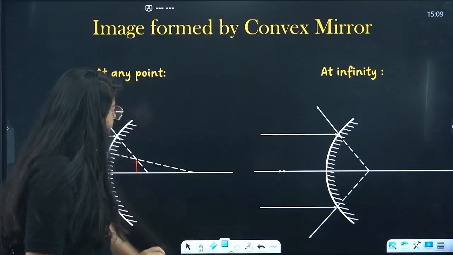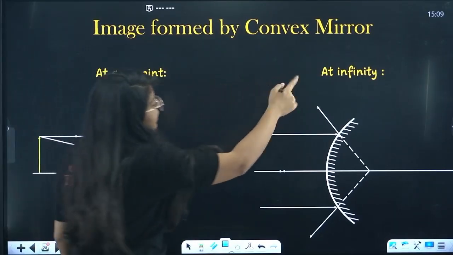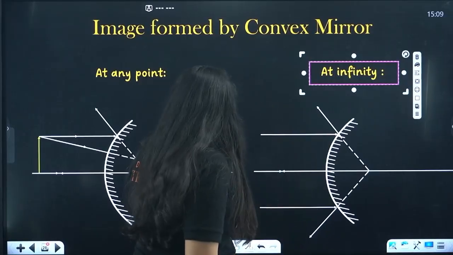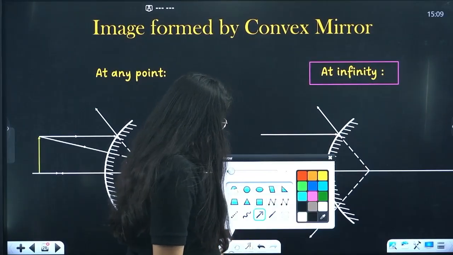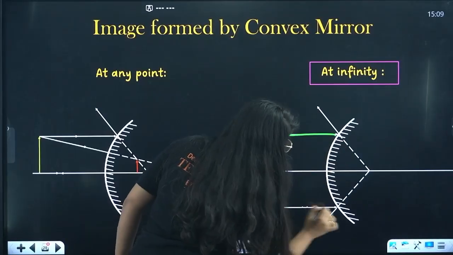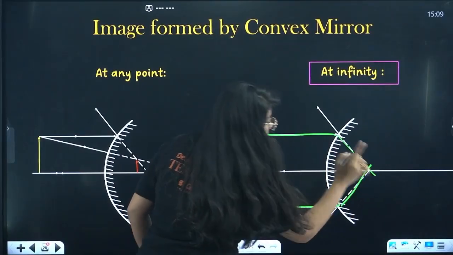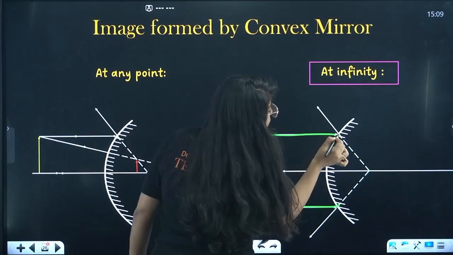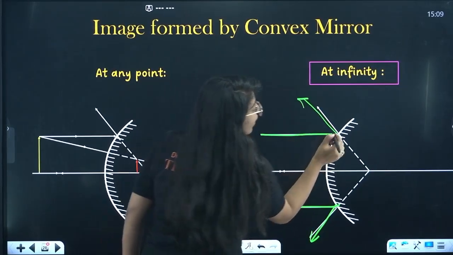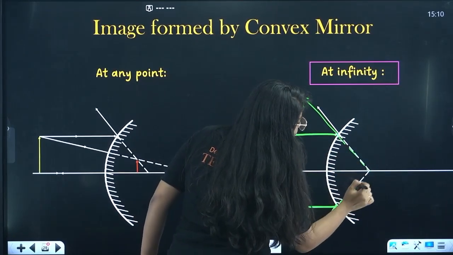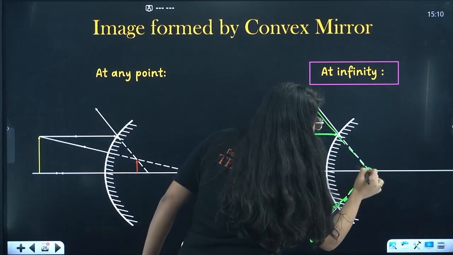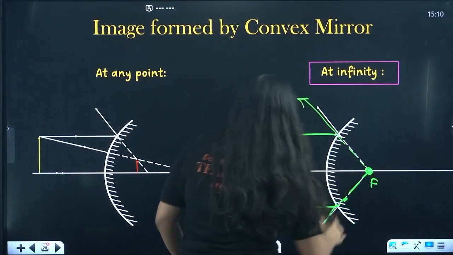First is when the object is at infinity. First we'll study this. At infinity, so what is happening? All the rays are coming parallel, right? But they won't go like this. They will go like this. Then what will we do? We will extend them backwards, and since they are parallel, they are coming from the focus.